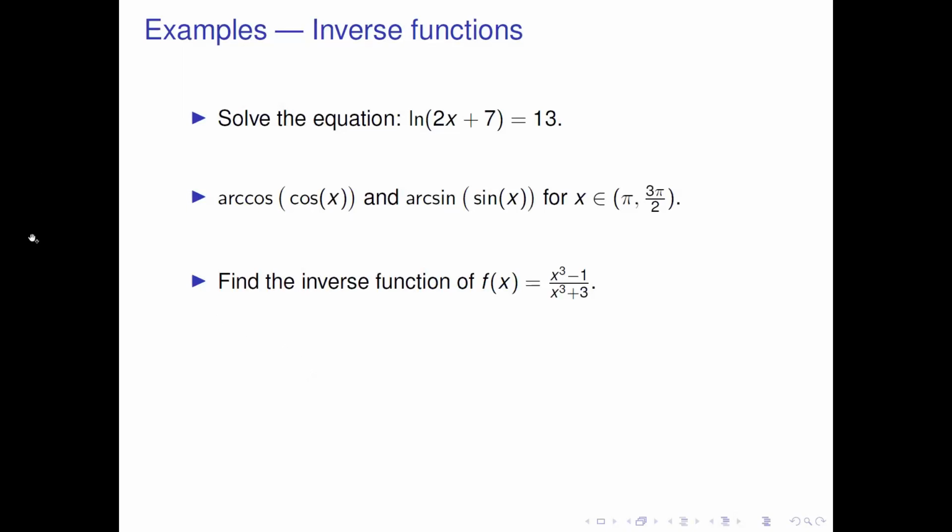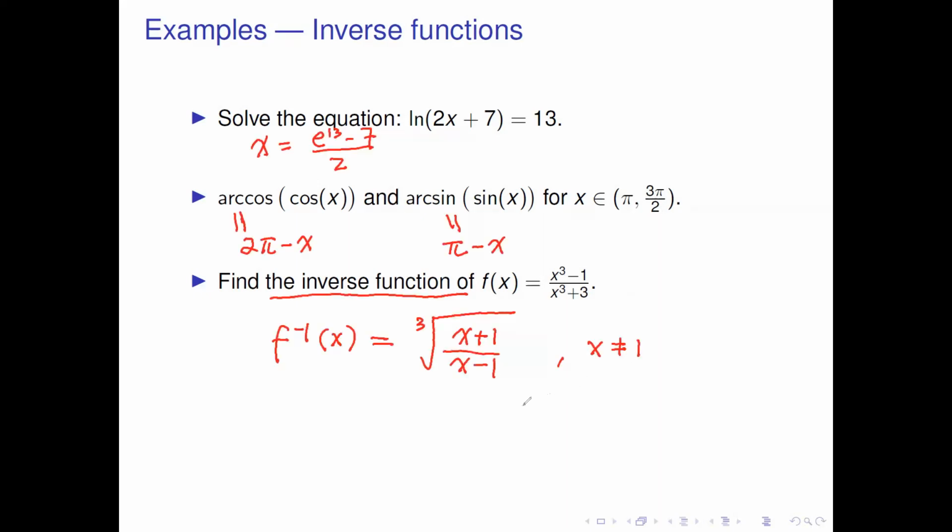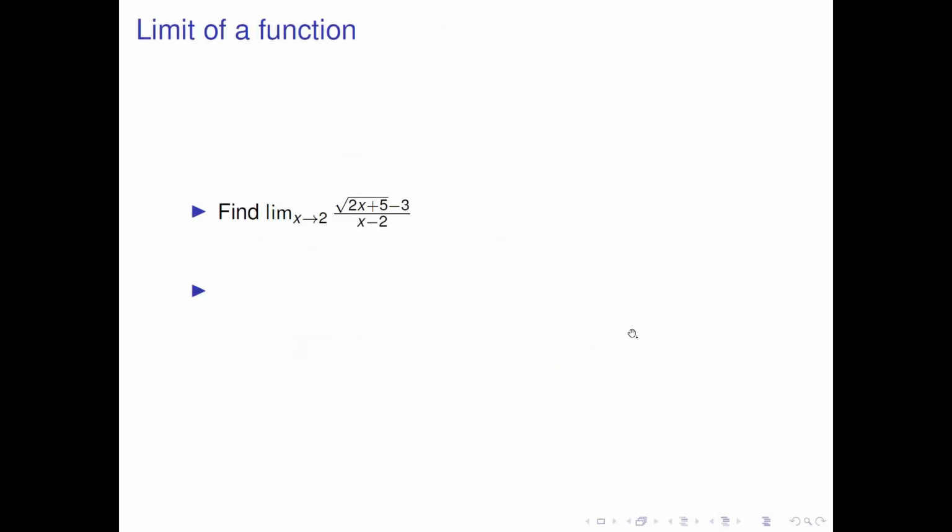We give some examples. Limit x to 2: the denominator approaches 0 and the numerator also approaches 0. So for this question, you can use L'Hopital's rule. But here, we don't use L'Hopital's rule to find this limit. Okay, the answer is 1 over 3.